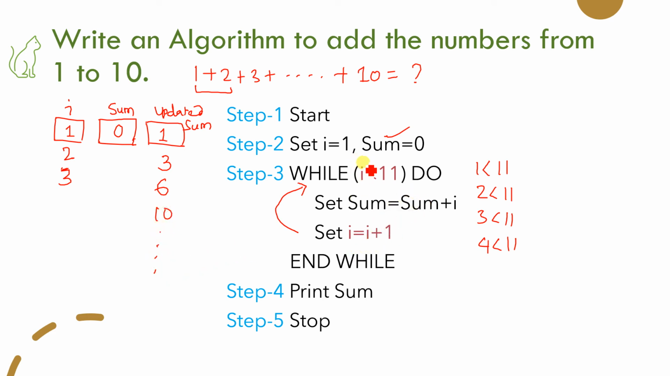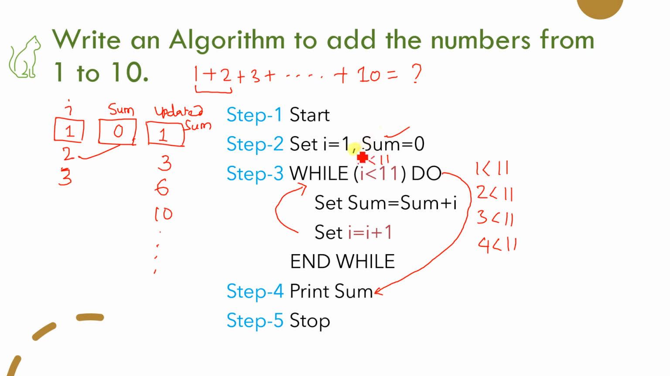When I becomes 11, 11 is less than 11, the condition becomes false. We will come out of the loop, and at that moment the sum variable will contain the updated content, the result of all the additions. So when the condition becomes false, we come out of this loop and execute this line, that is print sum. Print sum means the answer will be printed over here. Then we will stop the algorithm. So this is how the algorithm for addition of numbers from 1 to 10 will work.